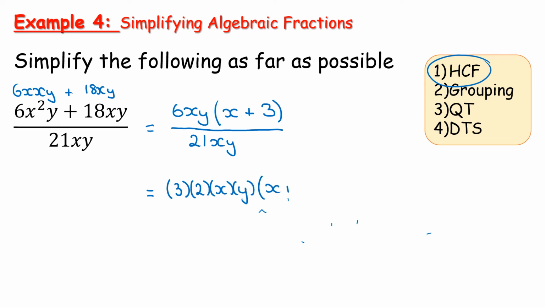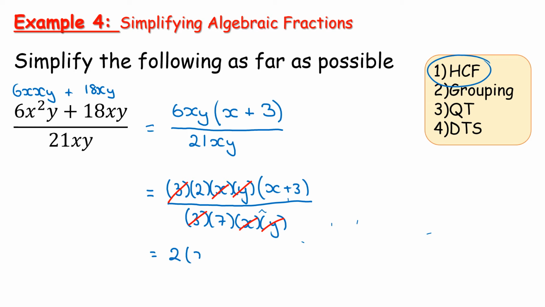And then we have an x plus 3. So you can use your brackets if you want. You don't need to. And then on the bottom line, we're going to split that into 3 by 7 by x by y. So we have a 3 in common here, an x in common, and a y in common. All of them can cancel because they're all multiplied. That leaves us with 2 times x plus 3 all over 7.